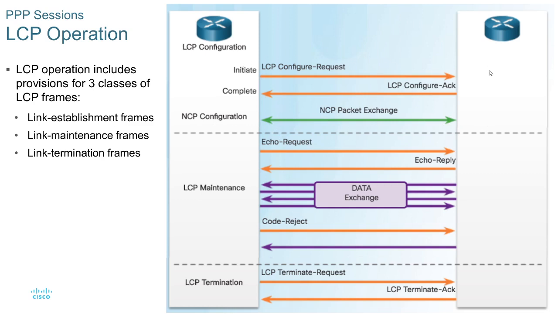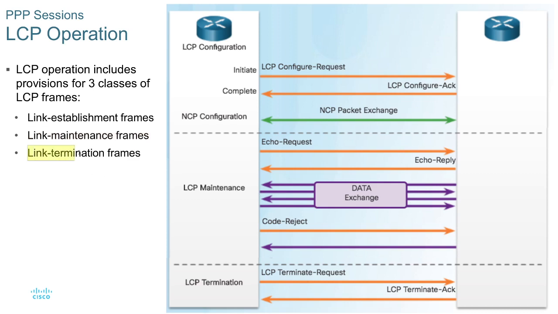But one of the requirements that we will have is keeping this link active, even sometimes when the data exchange may or may not be happening. So to do that, link maintenance frames will be exchanged. That is, there will be certain echo requests and echo responses being sent back and forth. So that link is maintained, and while that link is being maintained, the data exchange can continue to happen.